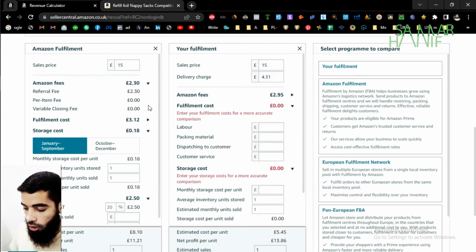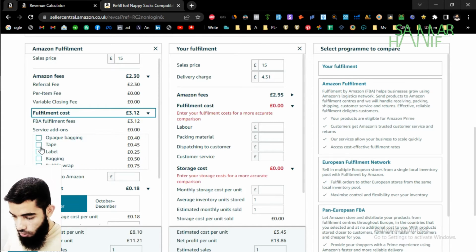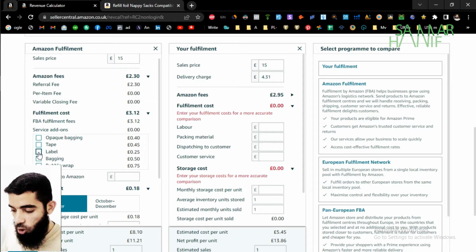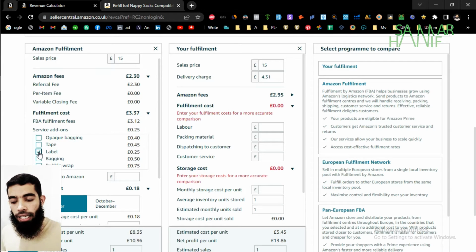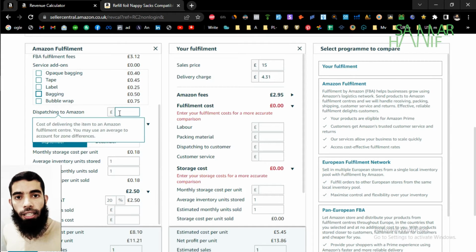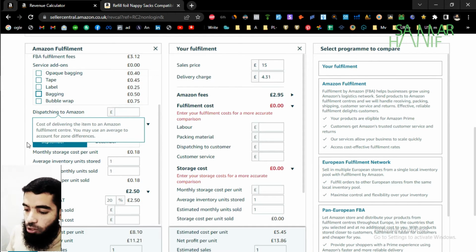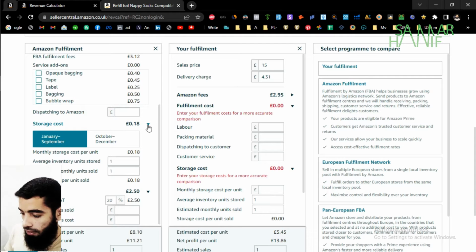Fulfillment cost, if you are doing FBA. Now these options are added to this new version. If you get Amazon to do the labeling and any other preparation if required, you just tick the box and it will automatically include the cost. Dispatching to Amazon, leave it empty for now.